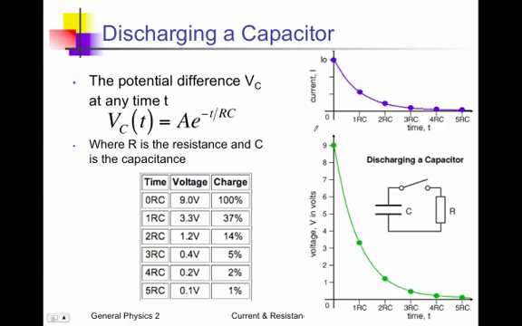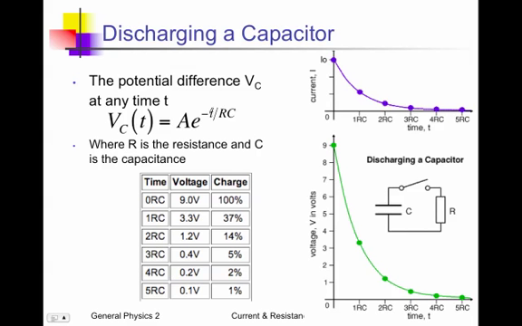And so you can characterize how long that time is using something called a time constant. And so we have the potential difference Vc at any time t given by A times e to the negative t over RC. And so what we have here is we'll look at the voltage versus time, and I can see that my time is given in increments of RC.